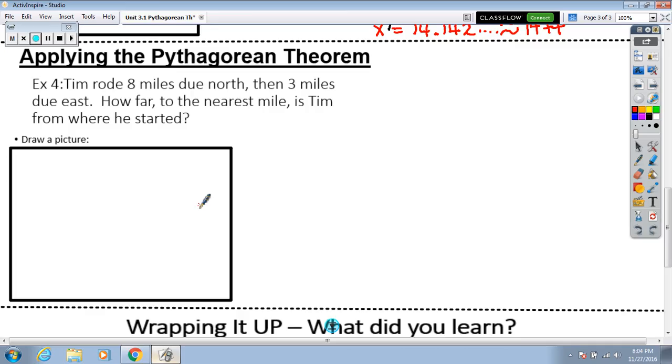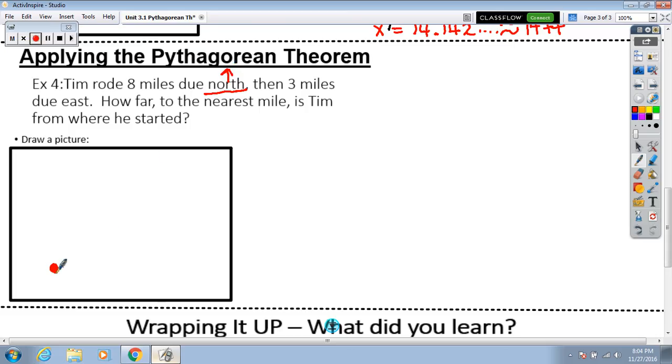Alright, so we'll say that this is our starting location. Okay? Doesn't matter where you put your dot. I just put mine so I'd be able to go north and east. And actually, I'm going to need to move this over because north and east means I'll be moving to the right. Alright, so the first thing says Tim rode 8 miles due north. North means that he's going up.